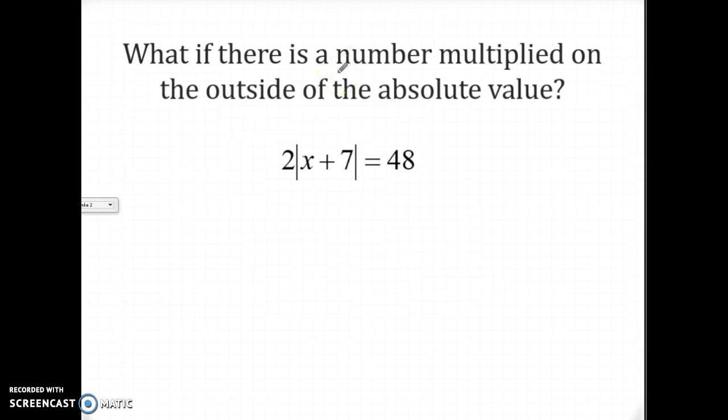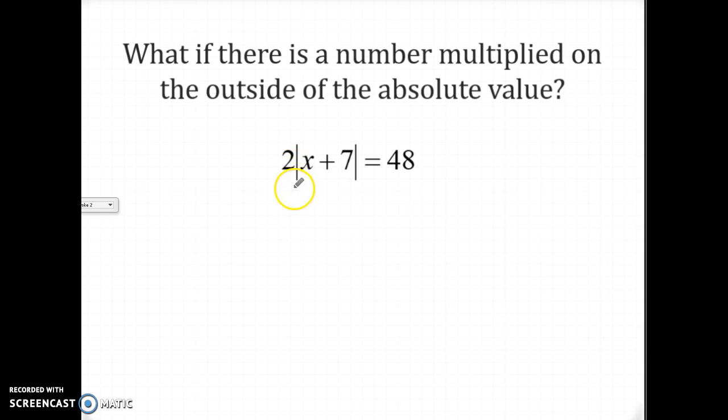So looking at another example, this time the chunk that we have inside our absolute value bars is not by itself. We have this number 2 multiplied on the outside. In order to set up your two equations, you need to have that absolute value piece alone. It can't have anything multiplied by it on the outside or added or subtracted on the outside of those bars. So the simple first step of this is just to get this piece by itself.